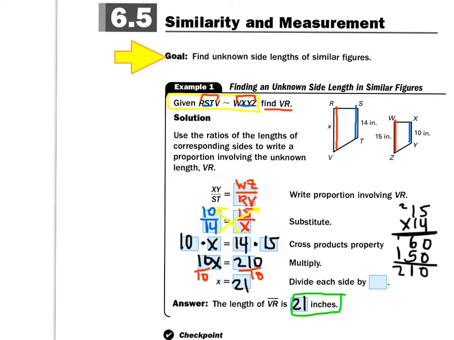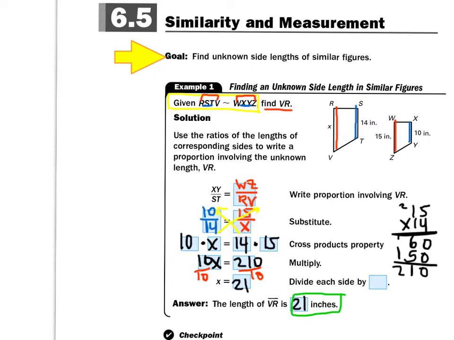We said XY over ST, so the little shape over the bigger shape, equals, and then I used the red, the WZ, the little shape, over the big shape, VR. And then I plugged in the values, so I said 10 over 14 equals 15 over X.